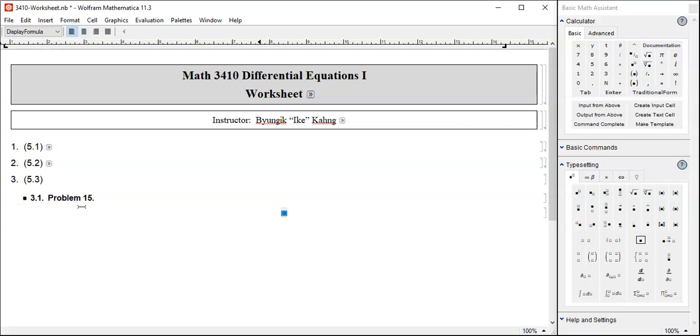Okay, how does it look? t squared y double prime minus 4t y prime plus 6y is equal to 0. And we have initial conditions. y(0) is equal to 1. y prime of 0 is equal to negative 1. Okay, let's go ahead.